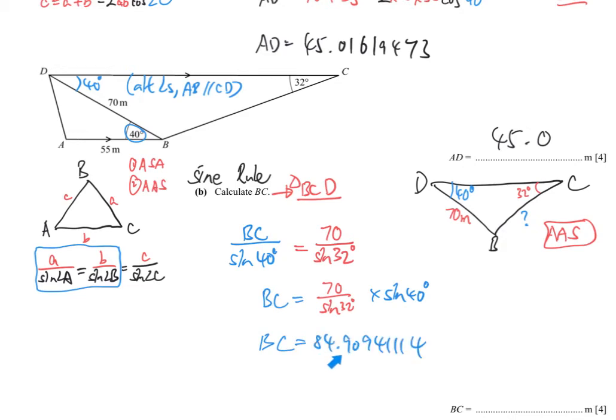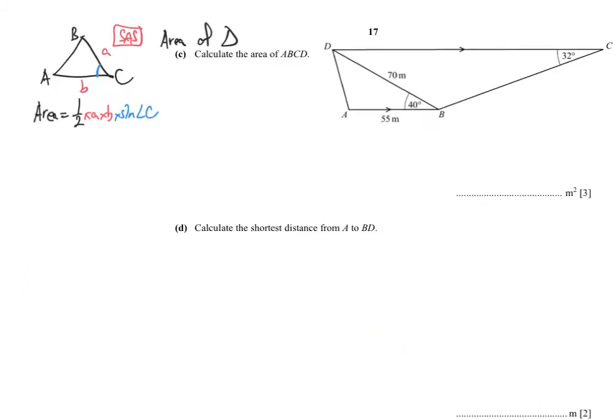Okay, 84.9 something, and then correct to three significant figures. Alright, so it should be 84.9 meters. That's it. So part C is about how to calculate the area of a triangle.